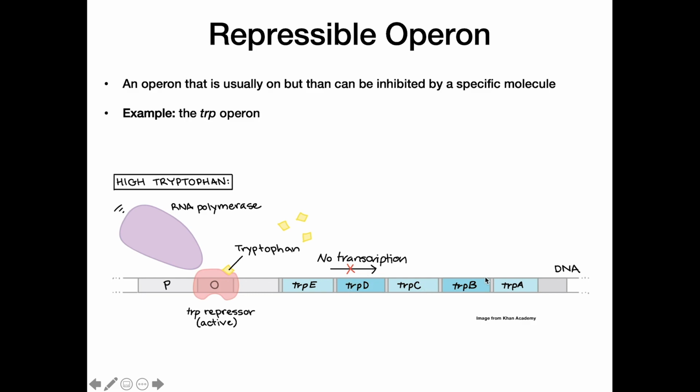The reason that we do this is that if there's tryptophan present from the diet, then the cell doesn't need to spend the energy, one, transcribing these genes, and two, using these enzymes to actually produce tryptophan itself when it's already present. So that's why this operon is repressible: when tryptophan is present, it can bind to this repressor and make it active, and then inhibit the transcription of these genes that really are not going to serve any real useful purpose in the cell at that time.